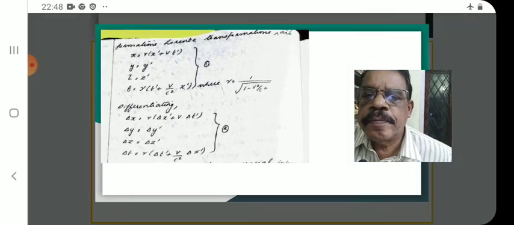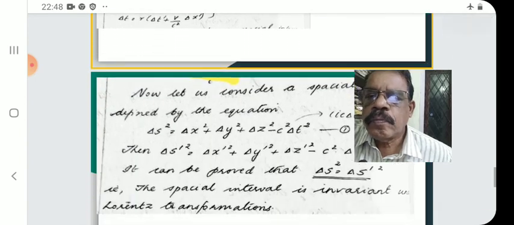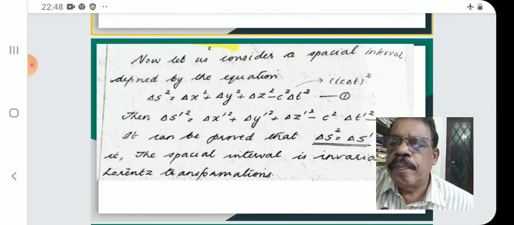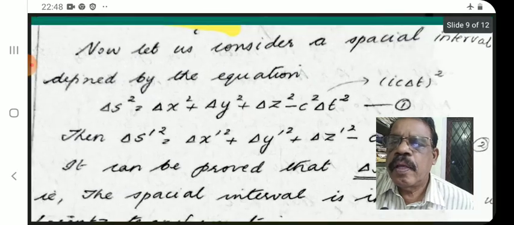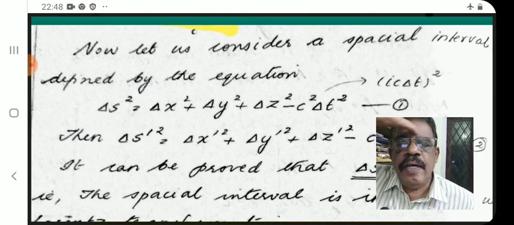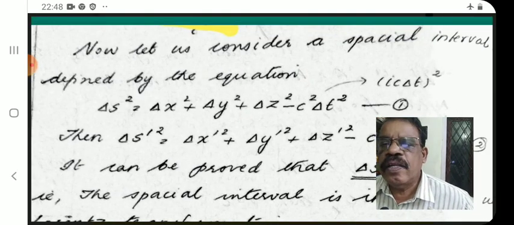Equation number 2, second set. Now consider, that is the important point. Now let us consider the spatial interval defined by the equation.